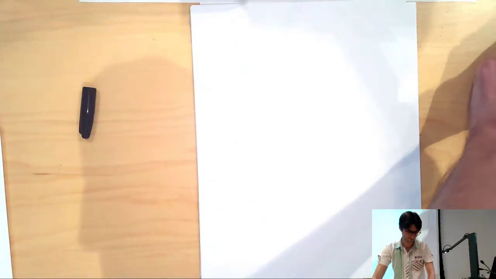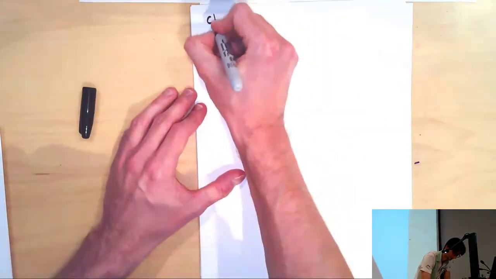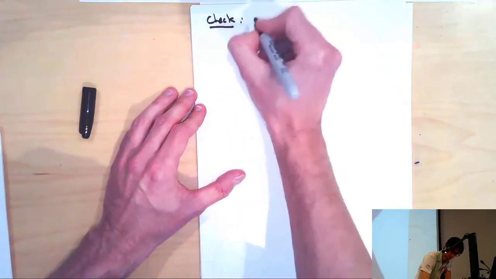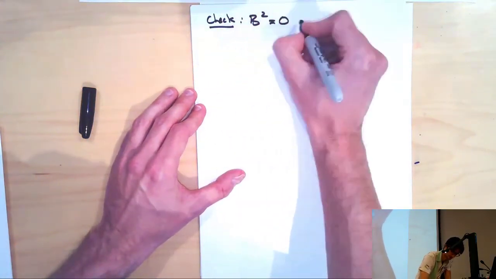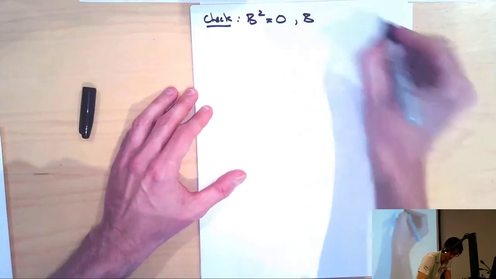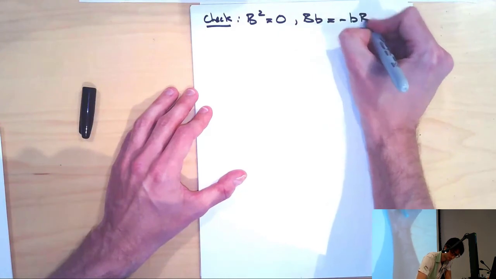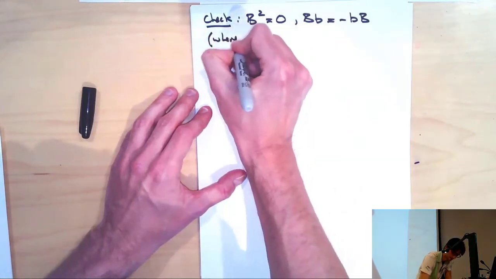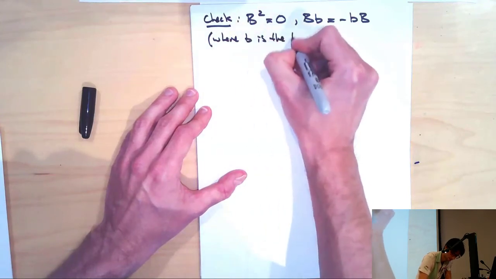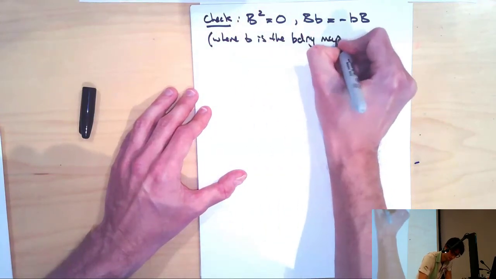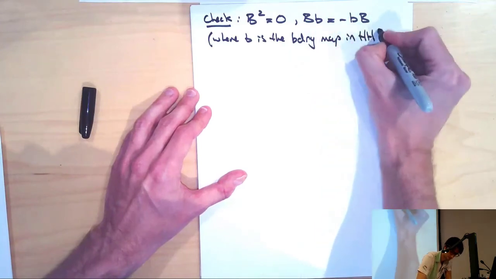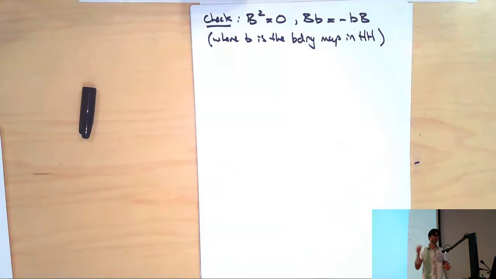So here's what you're supposed to check. If I do this twice, I get 0, and it's compatible. Okay, so I forgot a piece of terminology. B is the boundary map in the Hochschild homology complex. So that's again a piece of classical notation that the initial boundary maps I wrote down when defining the Hochschild homology complex are usually denoted by a little b.